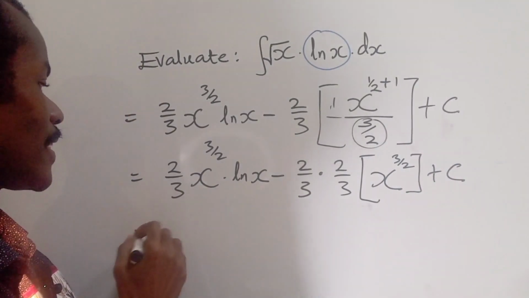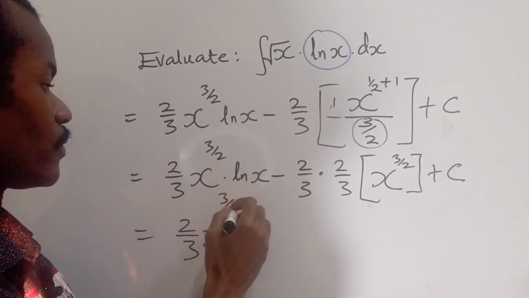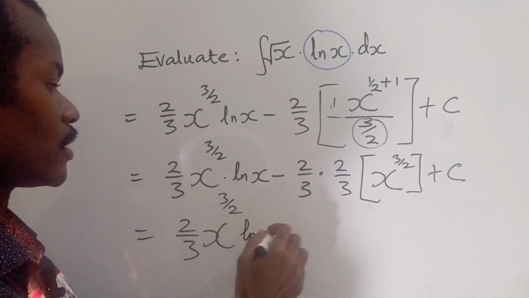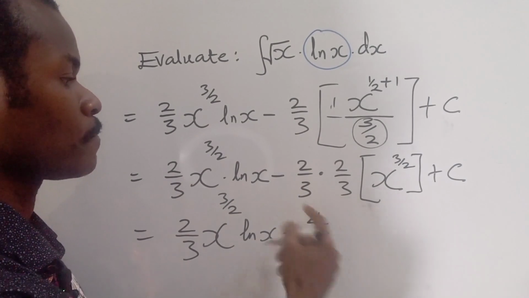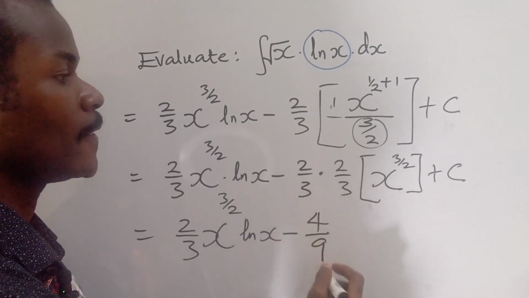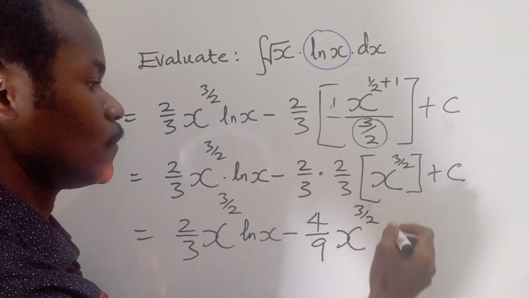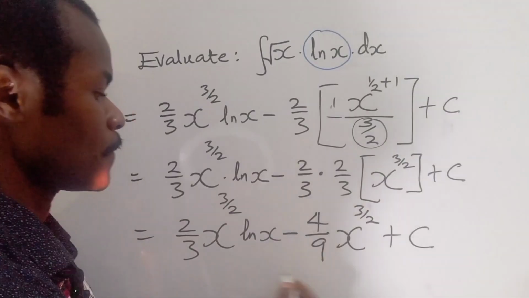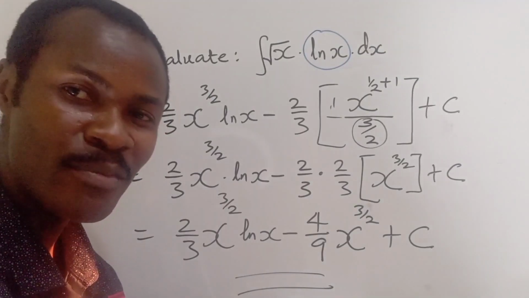So our final answer to this problem becomes 2/3 x to the power of 3 over 2 natural logarithm of x minus 2 times 2 is 4, 3 times 3 is 9, so 4 over 9 x to the power of 3 over 2 plus c. So this gives us the simple solution to this problem.